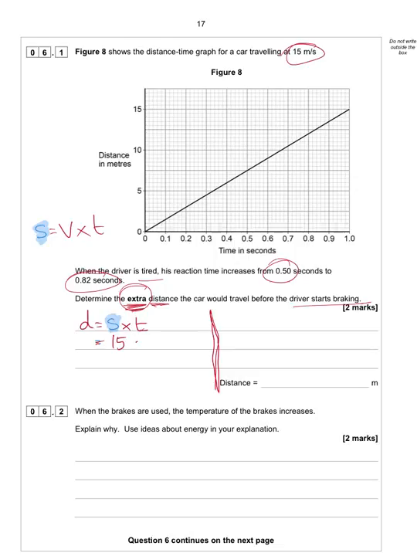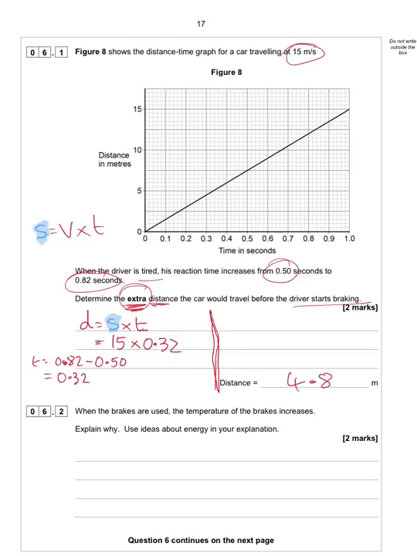which is 15, multiplied by the time, but it's going to be the increase in the time. So if the time was 0.5 and it changed to 0.82, the difference is 0.32. Okay, so the distance is equal to 15 meters per second times 0.32, which gives you an extra distance of 4.8 meters.